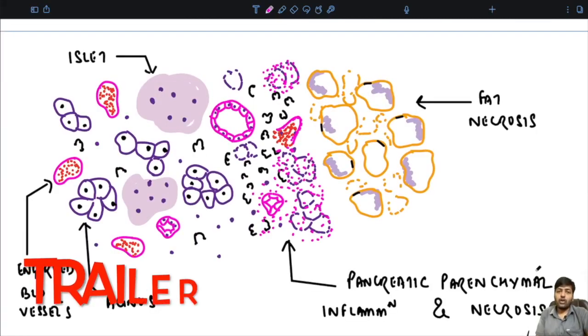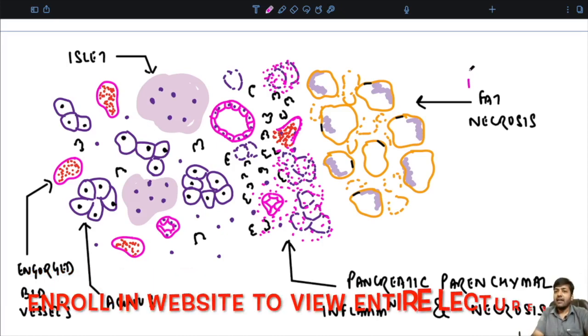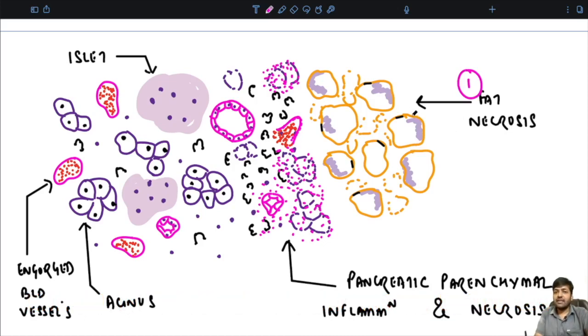You look at the morphology over here, this is the diagram as you can appreciate. What we see very importantly on the right hand side is that there is fat necrosis. Over here you can see the area of fat necrosis, and here you can see a process of saponification which is giving a bluish tinge to the degenerating surviving fat cells, as we can appreciate.